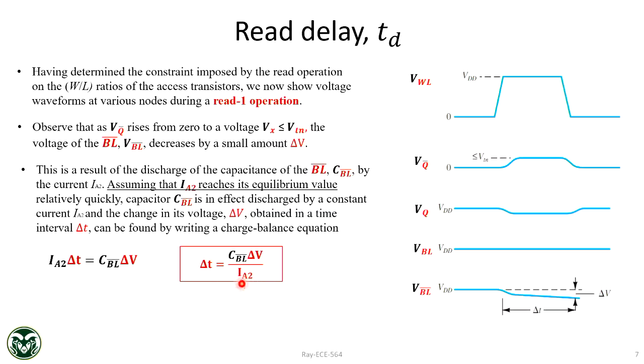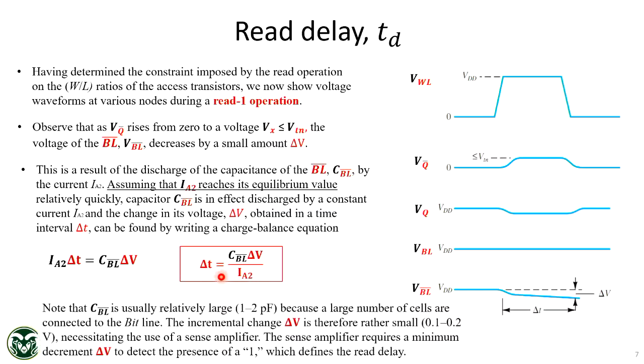Because what is IA2? IA2 is your equilibrium value of current. That means you need to know what is equilibrium voltage, VQ. So you have to find all those things to get an exact estimate for delta T. So that's pretty much it. I would like to say that bitline capacitance is large, and that's why delta V discharge will take longer time, and that's why read is a little bit slower than write.